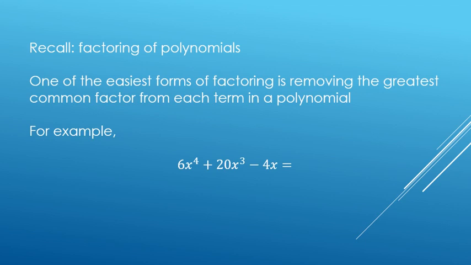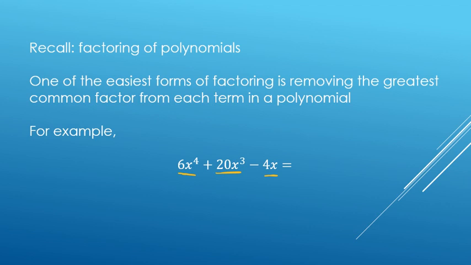So as a sample here, I have 6x to the fourth plus 20x cubed minus 4x. I want to look at each of these three terms, and I want to see what is the greatest possible thing that's in every one of these three terms that I can pull out front of it. And when I say pull out front, I just want to be clear, we're not completely canceling this out. We're just pulling the same thing out of each of these three terms, and we are putting it in front.